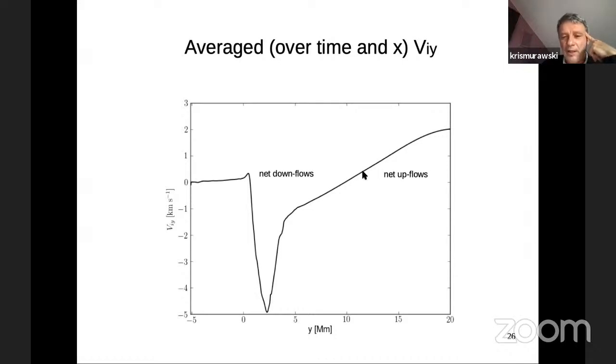I cannot get upflows below without artificial heating. If I forget about heating, if I remove this artificial term, I have downflows, which is not observed. So I prefer to have this artificial heating term to get upflows, which are observed.